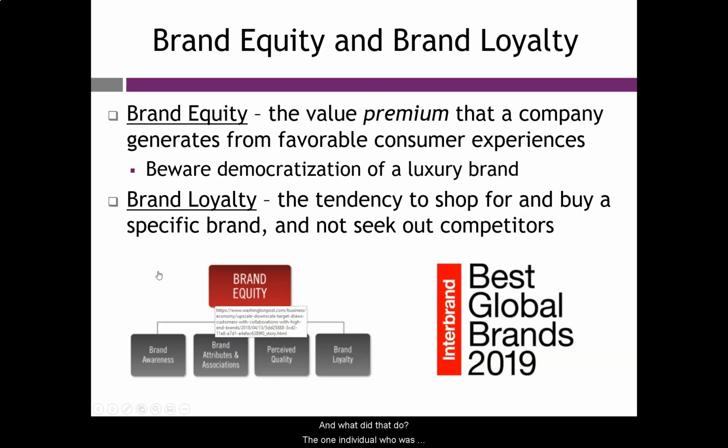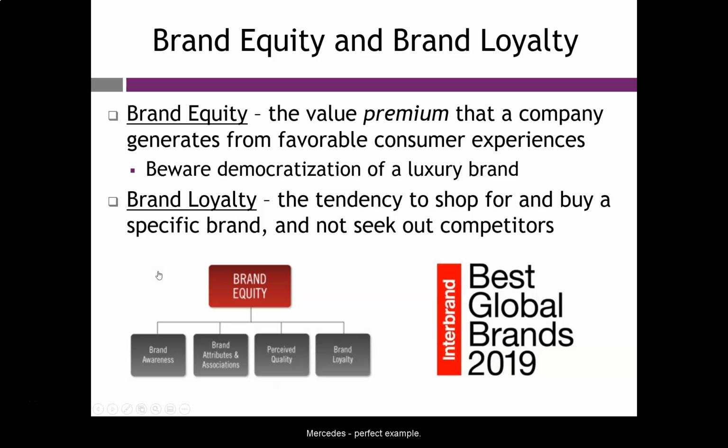And what did that do? The one individual who was quoted in there said, you know what, I paid $150 for those boots, and now they're available for $40. I feel like I've been scammed, that they're not worth it anymore. Now I don't feel like they're a luxury brand anymore. And that is something you have to be careful of. A number of brands find it difficult to negotiate this balance.